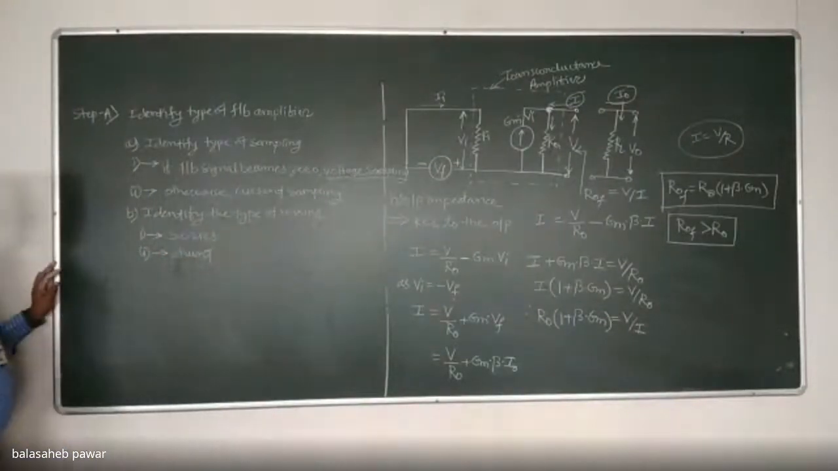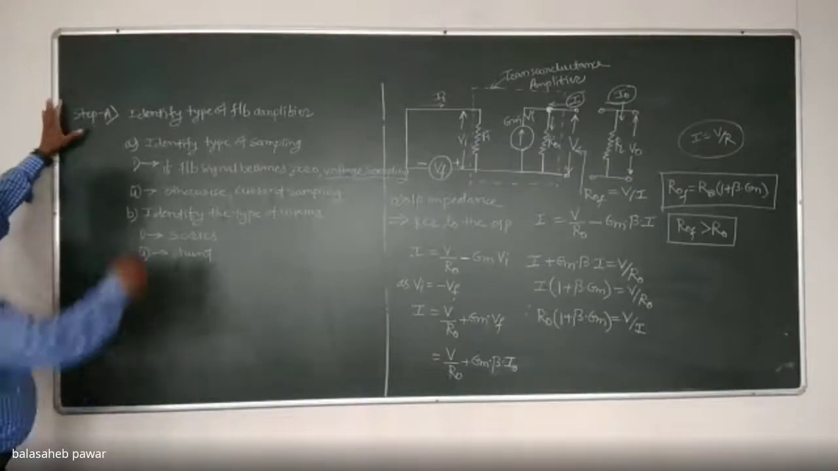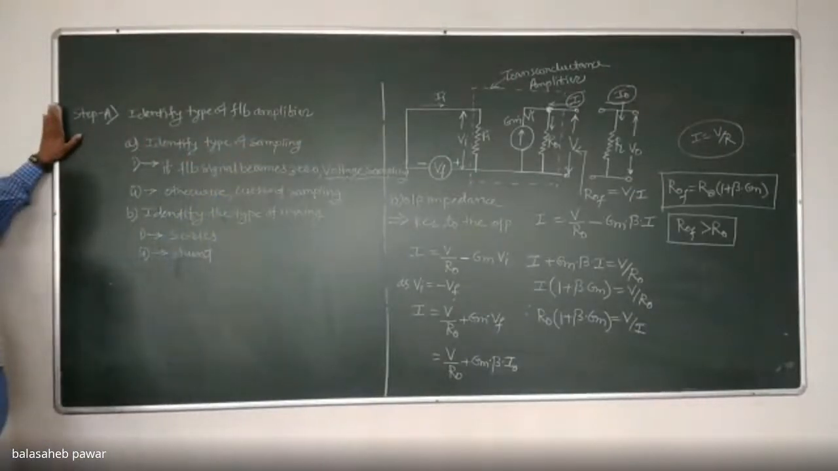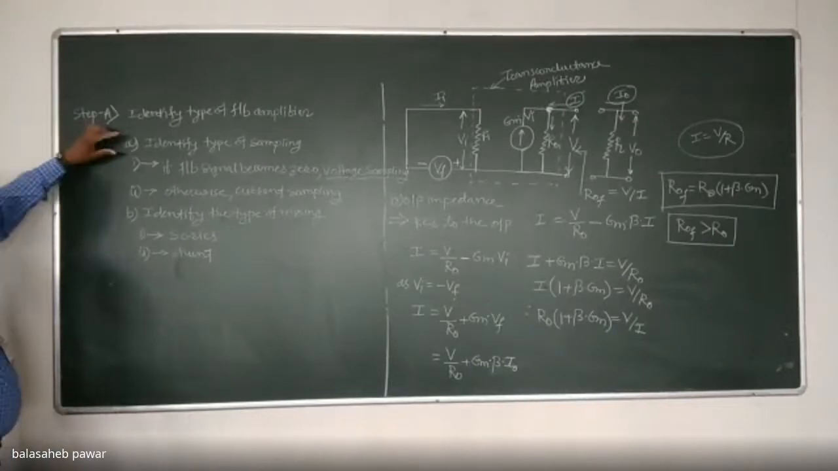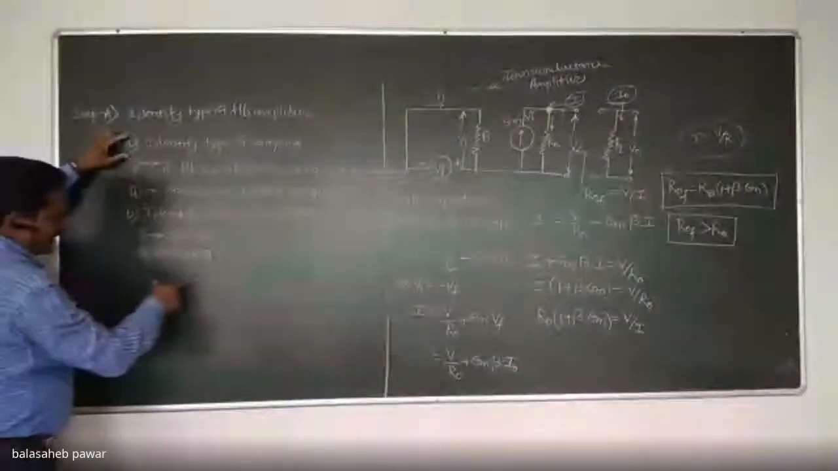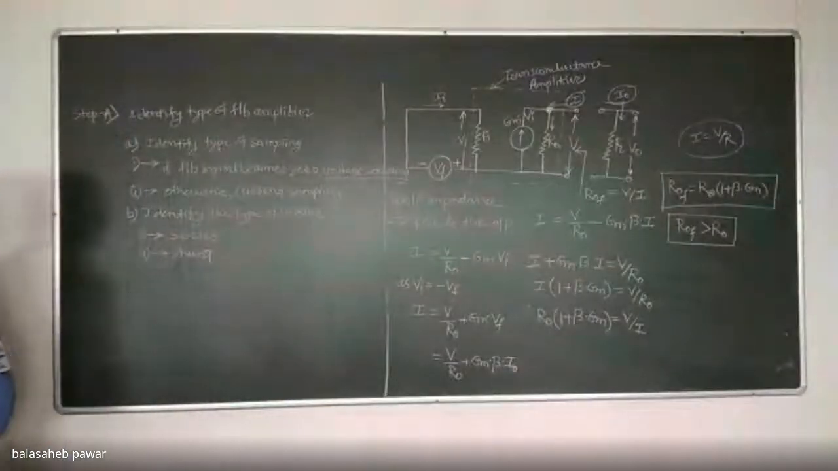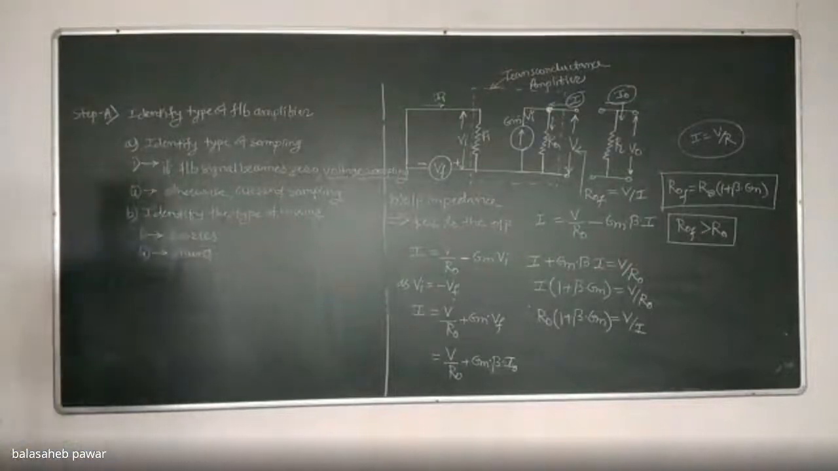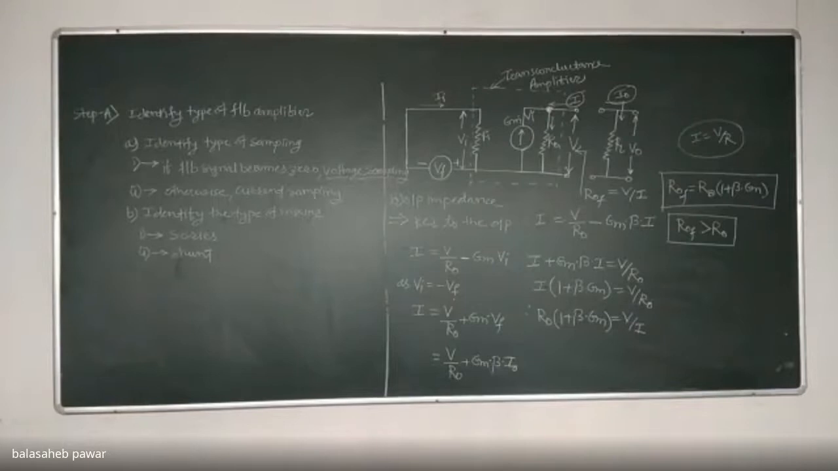Is it okay? How to identify the type of feedback amplifier? In the given circuit diagram, once you identify the type of sampling and then the type of mixing, at the end you can conclude whether the circuit is a voltage series feedback amplifier or a current series feedback amplifier. Is it clear? Yes, sir. Okay.